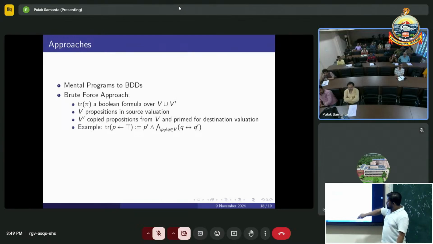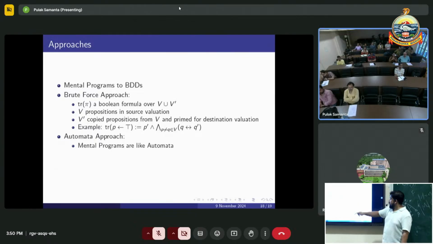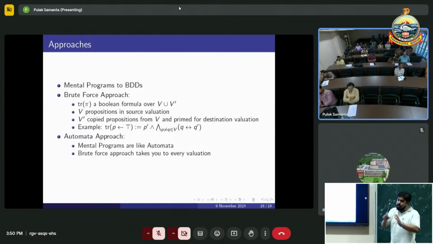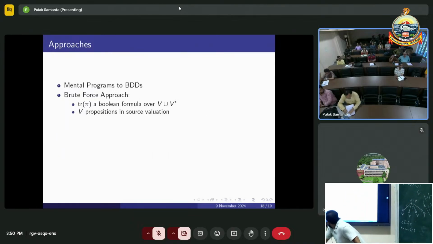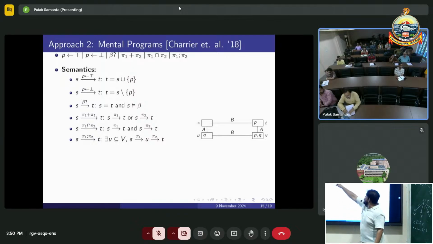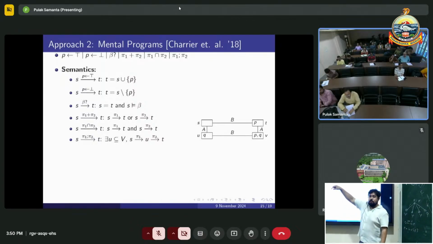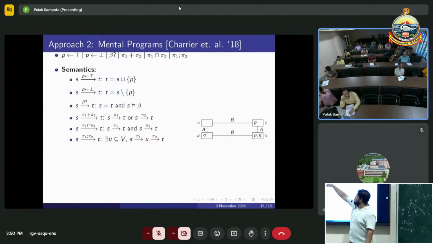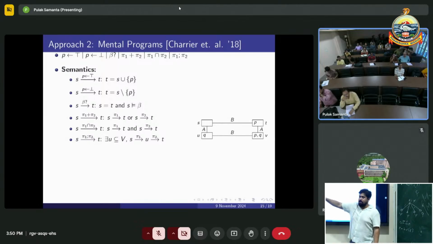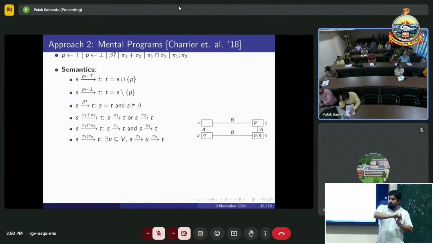Another approach we are trying out is the automata approach, as I told you. Mental programs are like automata, right? The problem is that brute force evaluation, even with intersection, gives you a blow up. Why? As you have seen in this syntax, the basic things are these. If you think of the entire thing as a regular expression, these are the basic alphabet. If you take the assignments, the path will take you along every evaluation.